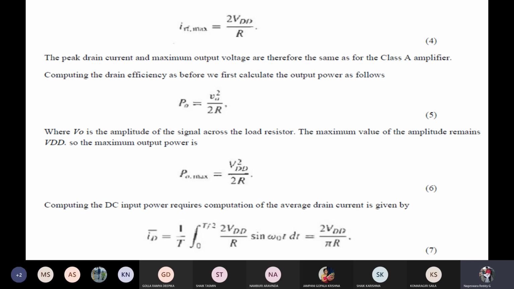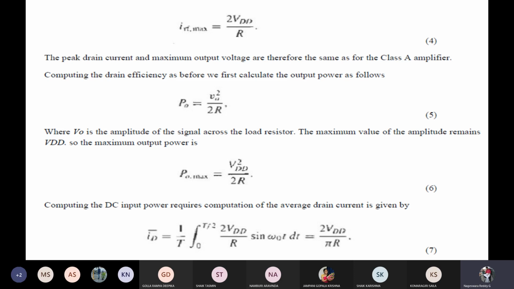The maximum value of the amplitude remains VDD. So the maximum value of the amplitude is VDD. So that is equal to VDD square by 2R. This is the formula of the output power of the class B amplifier.